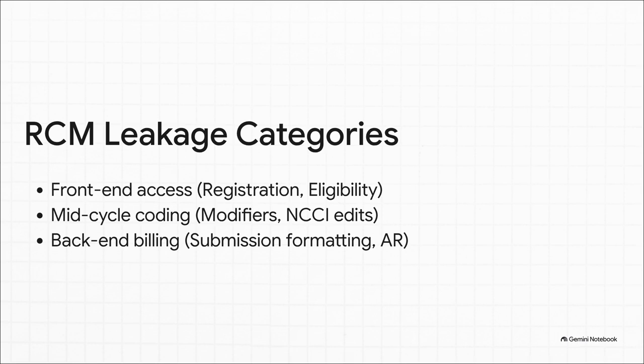Think about it. Front-end access vulnerabilities usually boil down to simple human error, like a typo in a demographic field or someone forgetting to check active eligibility. Mid-cycle coding inaccuracies, on the other hand, are much more clinical. This is where we see a failure to follow NCCI edits, maybe incorrect modifier usage like slapping on a 25 or 59 modifier when you shouldn't, or global period billing violations. Finally, back-end billing leakage involves submission formatting errors and AR delays. Ultimately, you've got to categorize the leak before you can ever hope to fix it.